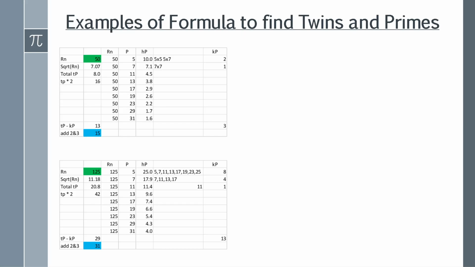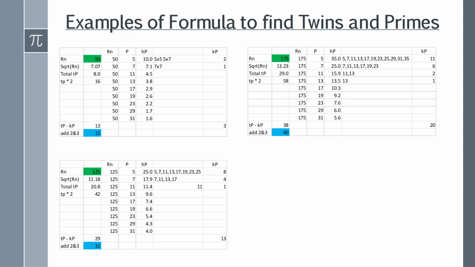125, 11 is going to be my highest prime, and then 125 divided by 5 is 25, so I get 8 primes that I'm killing with 5, 4 with 7, 1 with 11. I have 20.8, so I'm in the 5th position. So I'm going to round the number up to 21, gives me 42. Minus 13 is 29, add the 2 and 3 is 31.